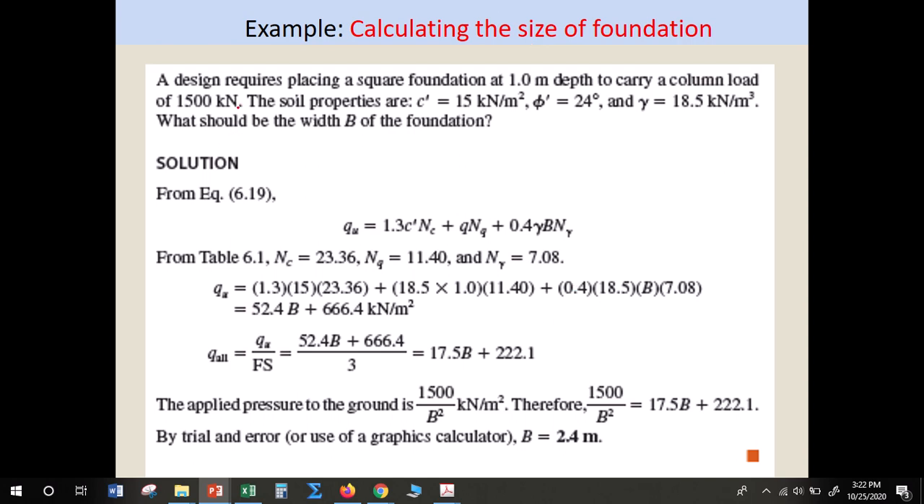A design requires placing a square foundation, so the square foundation is B square, B times B, at 1 meter depth, so 1 meter is Df, to carry a column load of 1500 kilonewton. So 1500 kilonewton is Q.